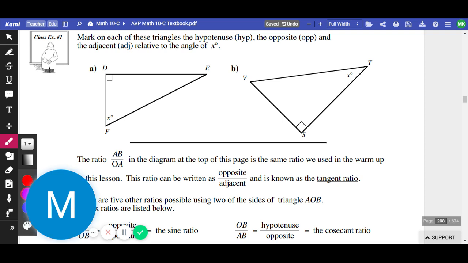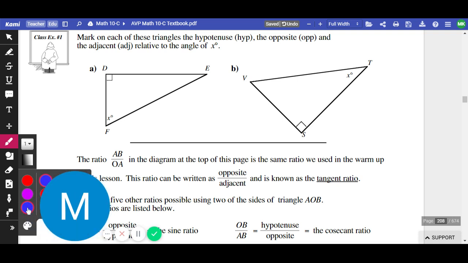All right, looking at this triangle right here, it's a 90 degree triangle. I know that across from a 90 degree angle is the hypotenuse. I just put HYP because I'm lazy. And as we get going further, I'm just going to put h.